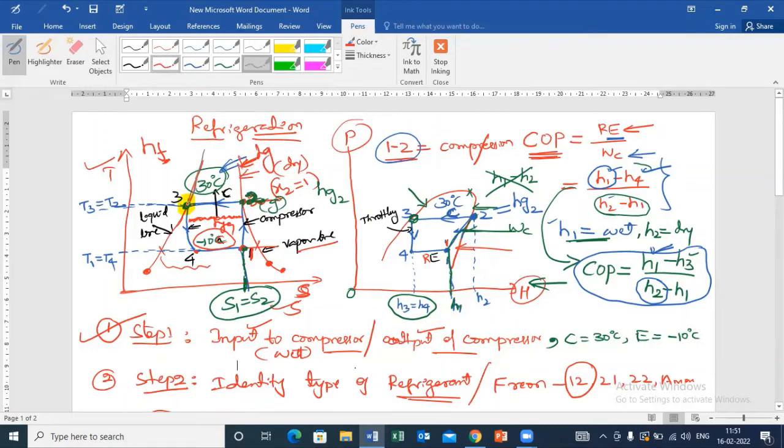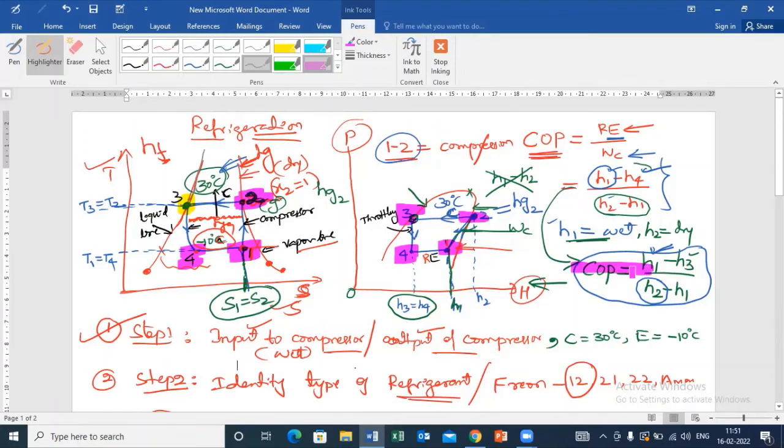So point number 3 is related to what line? Vapor line, liquid line. So directly you can write HF. Here it is H2. Point number 2 is the vapor line. Point number 1 is wet. Understood? Okay. Even point number 4 is also wet. Now let me highlight all the points here once again. So point number 2 is dry. Point number 1 is wet. Point number 4 is again wet. Point number 3 is liquid condition.